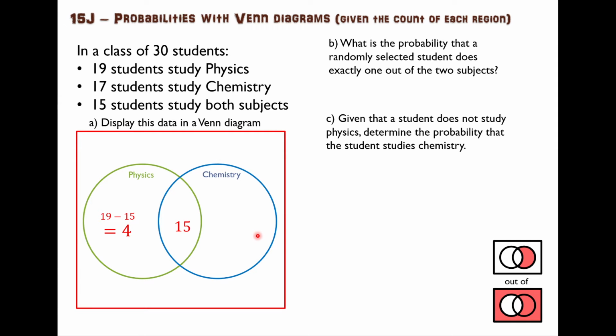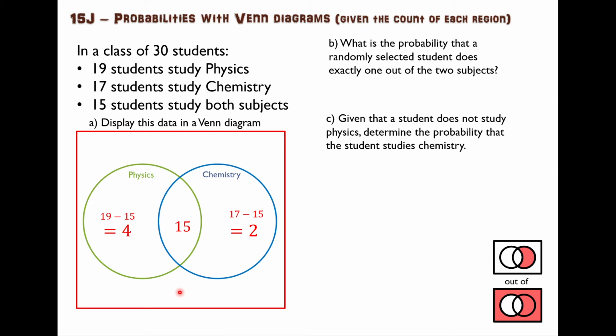We can do the same for the chemistry side. There are 17 students who study chemistry. 17 students in this blue circle. 17 students. And 15 of them are here. So how many of them are in this part of the circle? 17, take 15, is 2 students left over who only study chemistry and don't study physics.